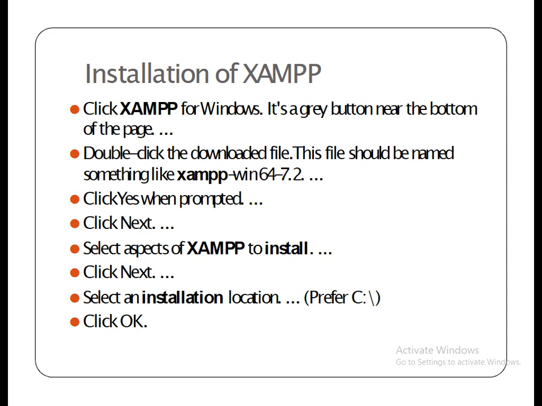After completion of downloading, we have to install XAMPP. Click on XAMPP for Windows, a gray button near the bottom of the page. Double click on the downloaded file. This file should be named something like XAMPP Win64 7.2. Click yes when prompted. Click next. Select the aspects of XAMPP to install. Click next. Select the installation location. We have to choose the C drive.